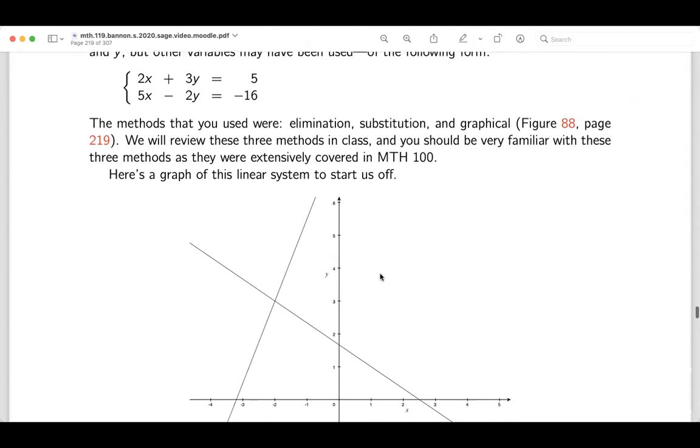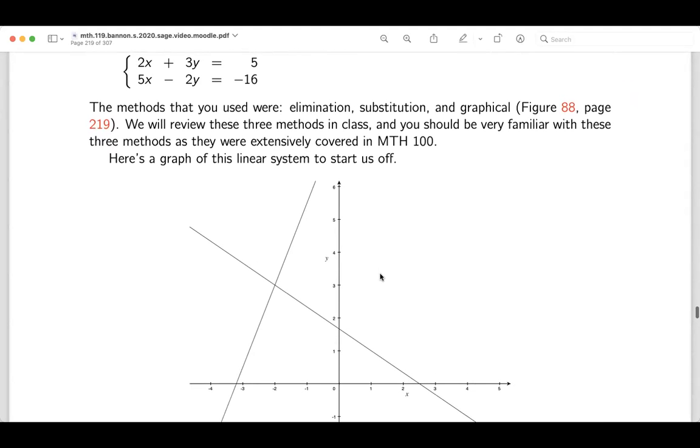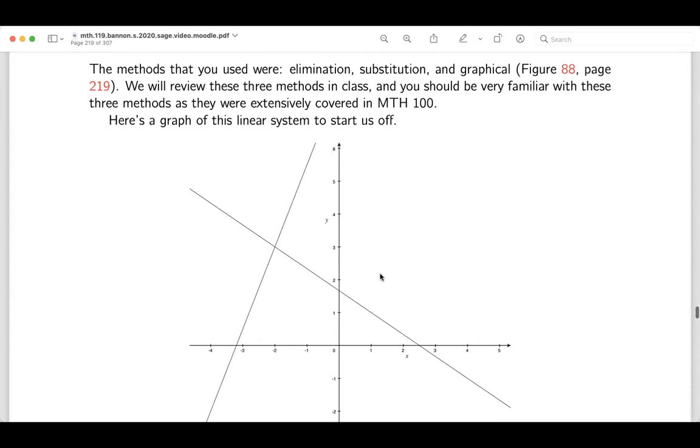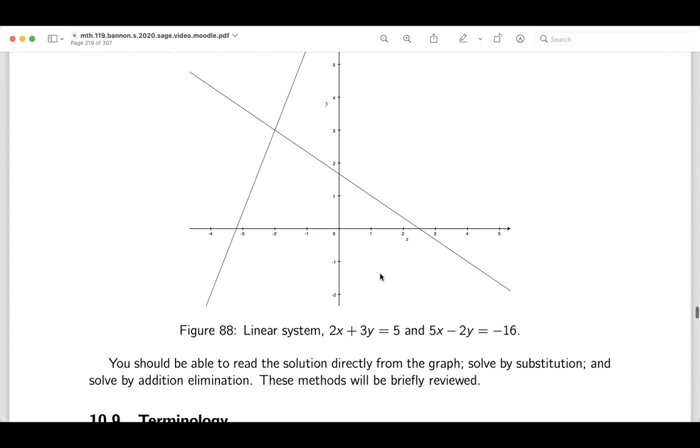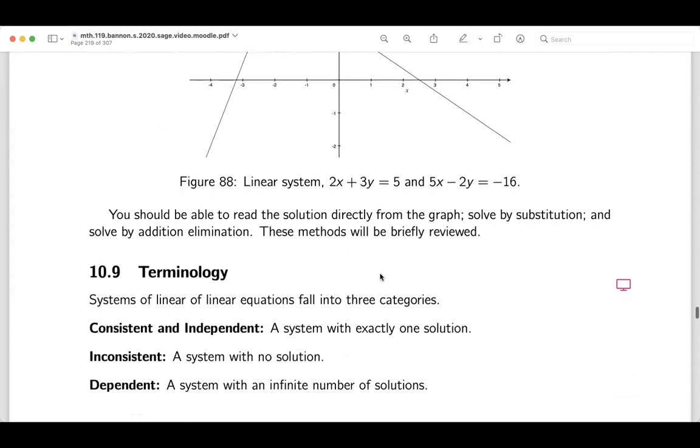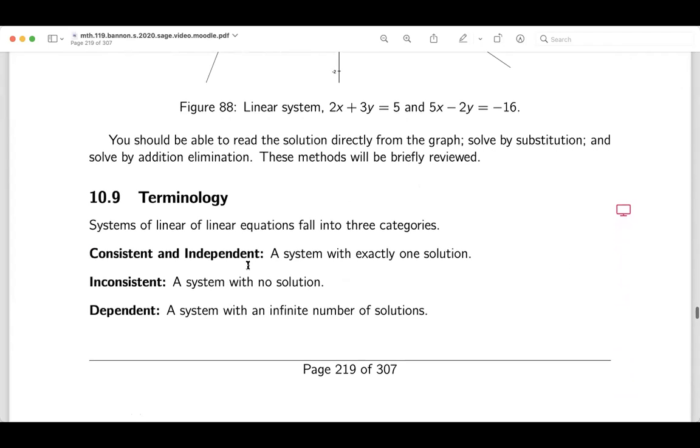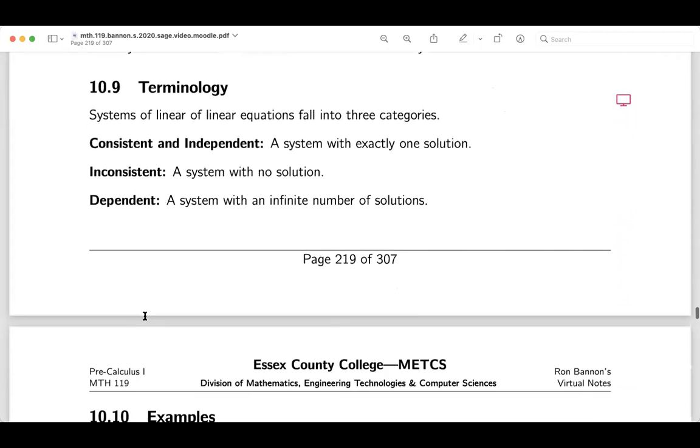One technique is to graph the two lines and find the point of intersection, if there is one, right? There may be more than one point of intersection, all right? There may be no points of intersection. We talk about terminology about what consistent and independent means, what inconsistent means, and what dependent means, all right?